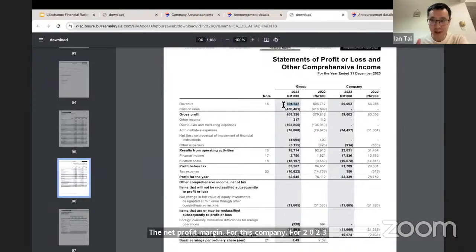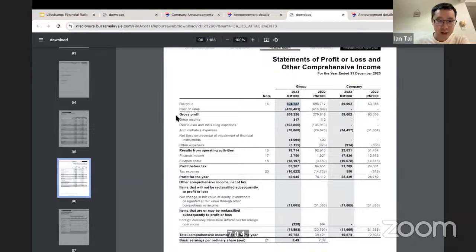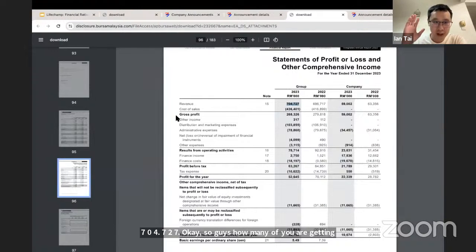So for 2023, let's calculate the net profit margin. We take 52645 divided by 727. Okay. So guys, how many of you are getting? Okay, so we have Albert. Albert is getting 7.5%. How many of you are getting 7.5%? Or how many of you are getting 7.47%? Type in the chat box.